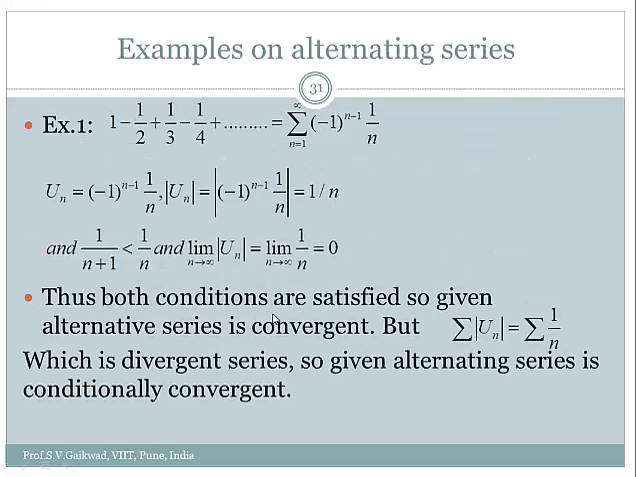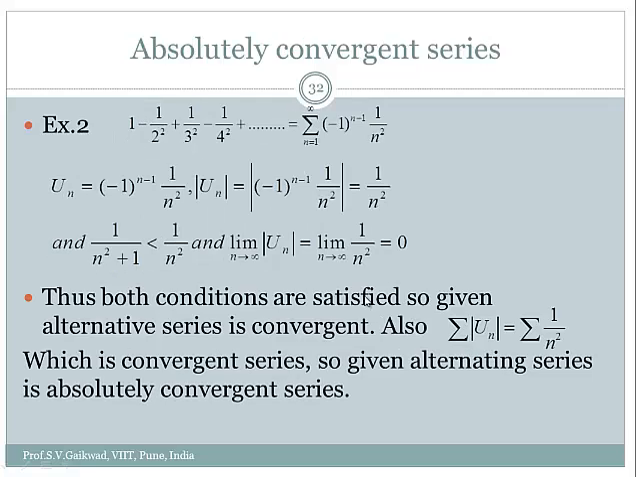Now go to the examples. 1 minus half plus 1 by 3. In this first example, if you take the modulus of un, you get 1 by n. Obviously the terms are decreasing, 1 upon n plus 1 is less than 1 by n, and the limit of mod un as n tends to infinity is 0. So both these conditions are satisfied, so the given series is convergent. But remember, its positive series sigma 1 by n is a p series with p equal to 1, which is a divergent series. So the given series is conditionally convergent.